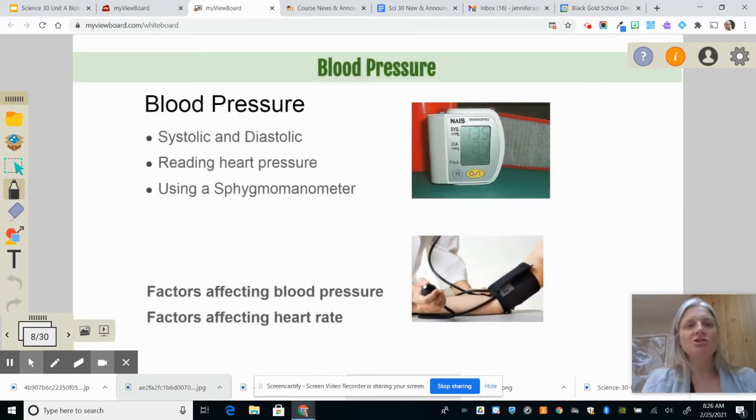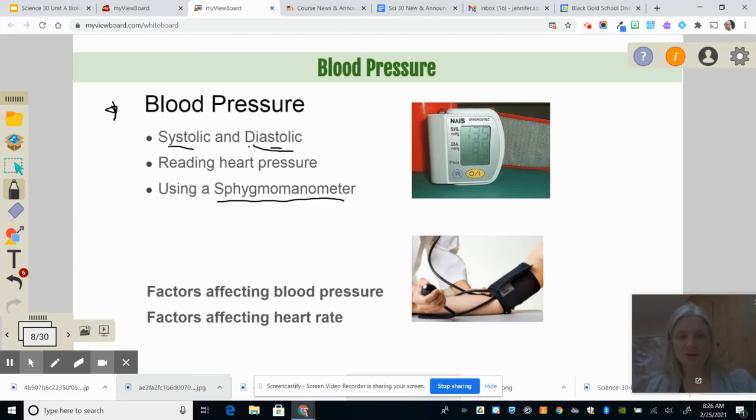Make sure you remember how to take blood pressure. Know what your systolic and diastolic readings are. The device used for blood pressure is a sphygmomanometer. And know some of the factors that affect blood pressure and heart rate.